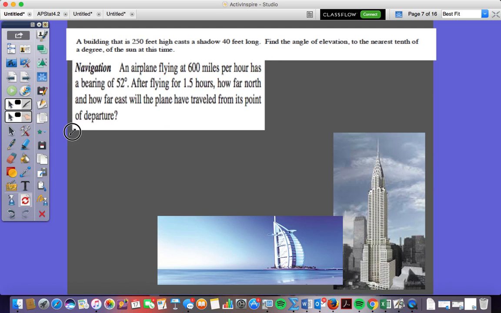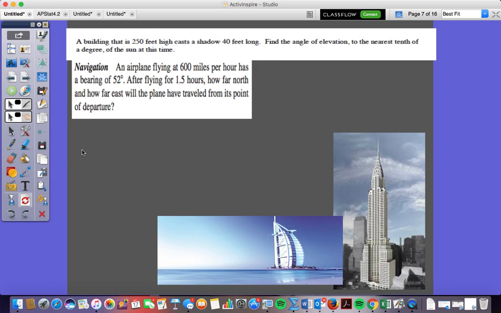I wanted to do this one because it's another bearing problem, and it's a little different from what we did. It says an airplane is flying at 600 miles per hour and has a bearing of 52 degrees. Is that a little different? Yeah, you have to calculate the distance. Good, Annie. Anyone else see something different? Bianca? The hours are different. This is true. There's one other thing. How did they give you the bearing? It just says 52, just the number. The directions are a little bit different.